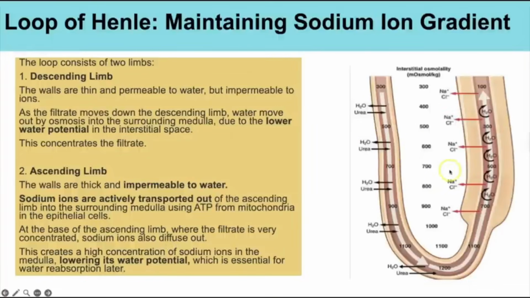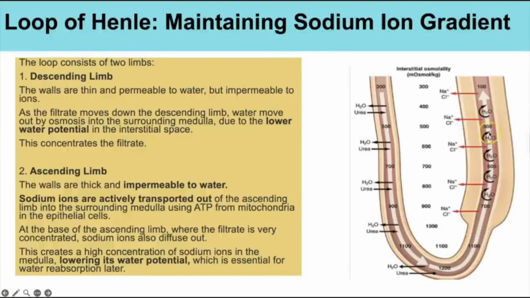So here's a bit about the loop of Henle in a bit more detail, because we said that the descending limb walls are thin and permeable to water, but impermeable to ions. So as the filtrate moves down the descending limb, water will move out by osmosis into the surrounding medulla due to that lower water potential, and the concentration of the filtrate will increase.